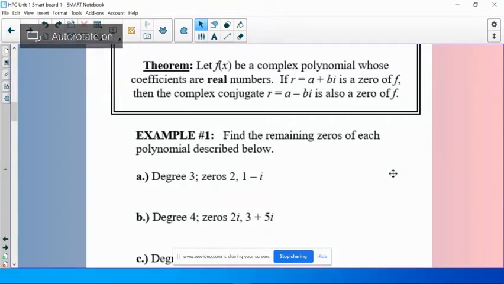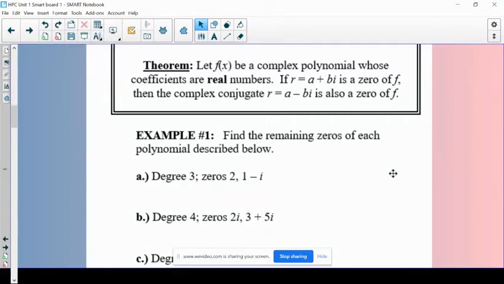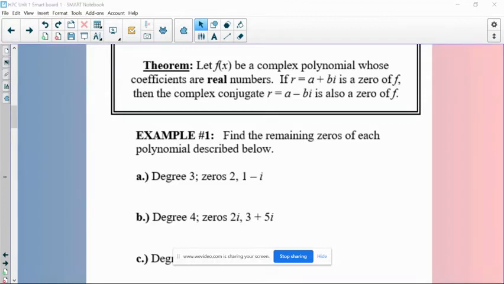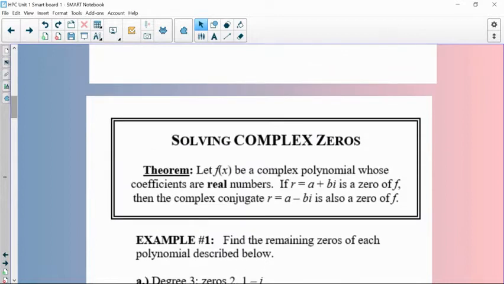Okay, so I want to keep looking at solving equations, solving polynomials, but now let's open it up to solving over the complex plane. And again, it should be something that looks familiar to you, something we talked about last year in Honors Algebra 2. But again, maybe you don't remember, and that's okay.